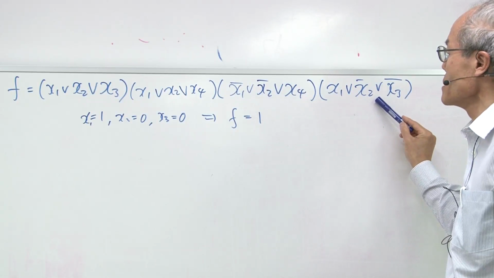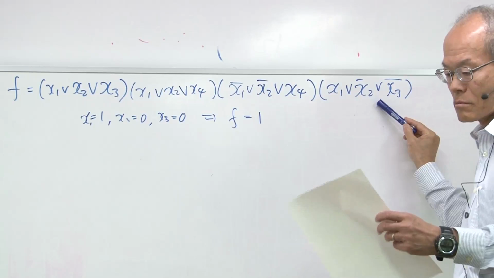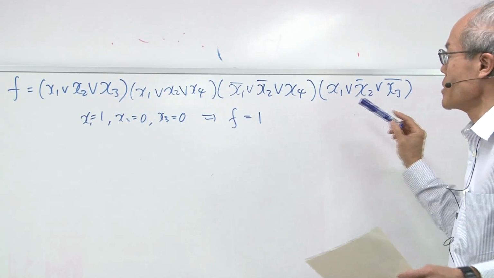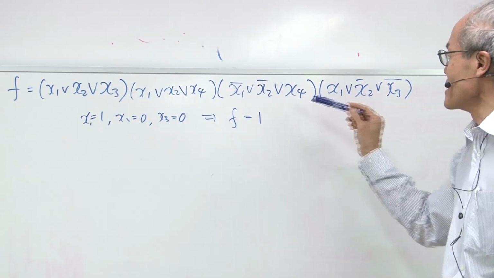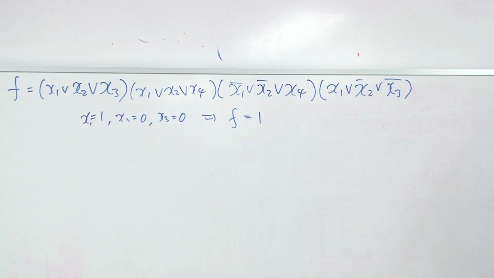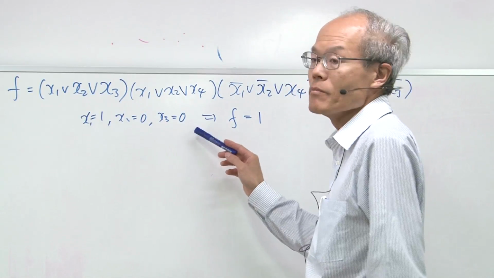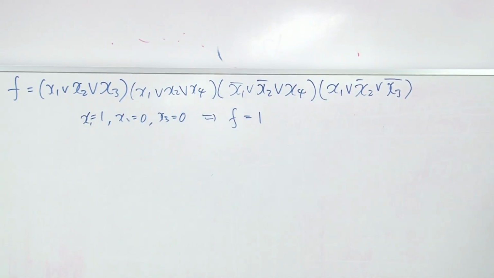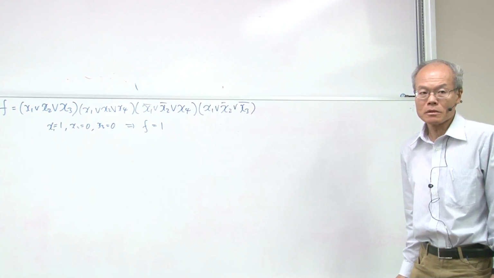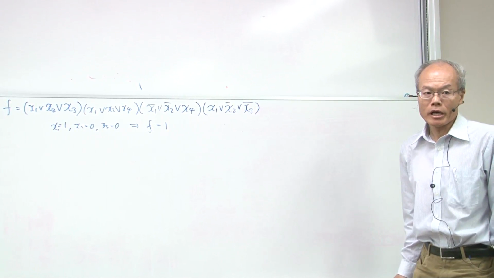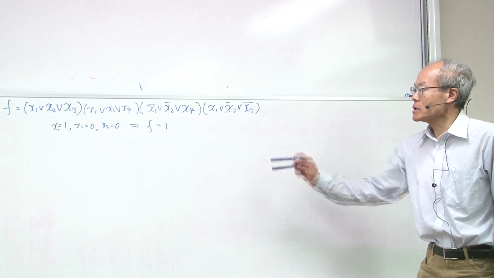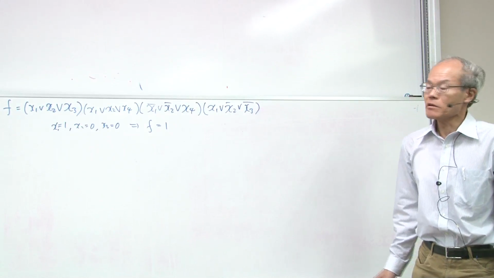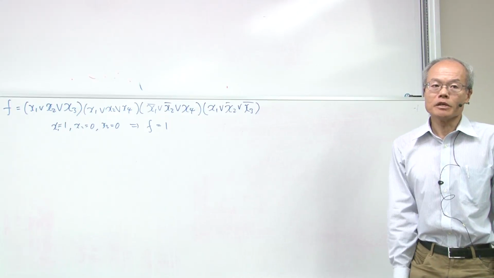And here, yeah, we have two ones. So it's of course okay. So by using this assignment, we can make the whole thing true, the whole F true, or 1. Okay. So that is why we say this formula is satisfiable. So if you are given this formula, your answer should be yes.